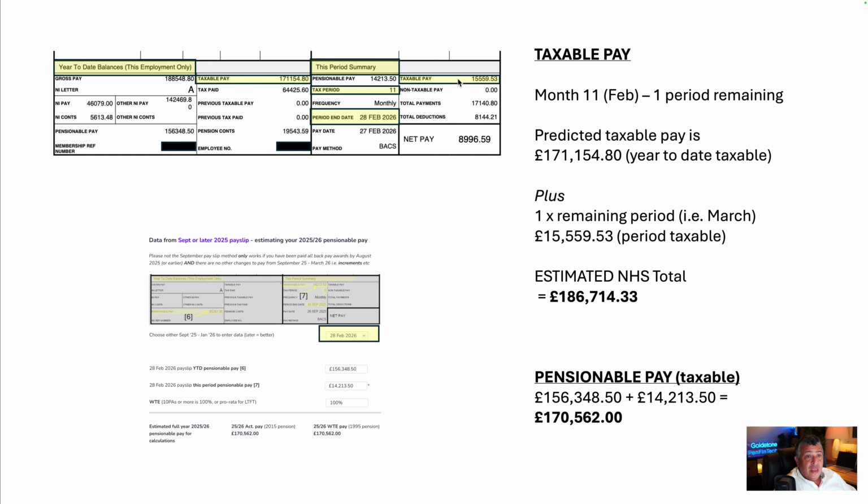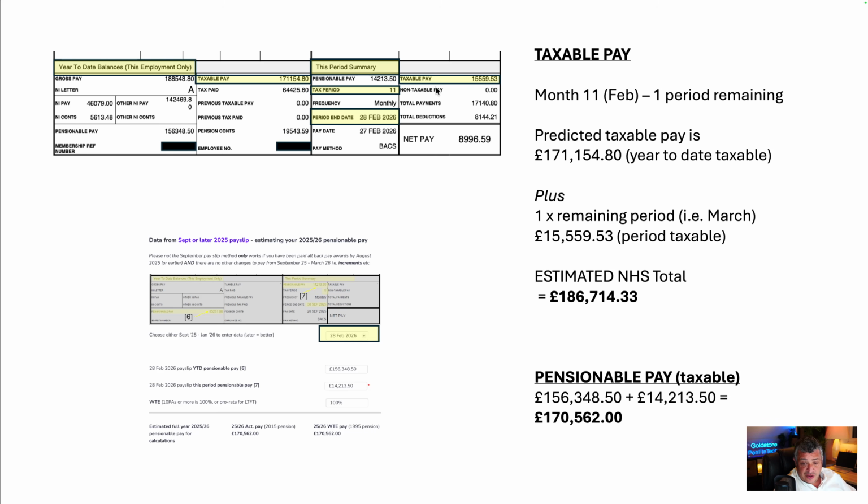this month. And because this is the 11th month and therefore there's only one more month in the tax year, i.e. March, you can estimate your complete taxable pay by simply adding these two figures. So year-to-date taxable pay in the first 11 months and then the period taxable pay in the 11th month. That should give you an estimate that's pretty good for 12 months.